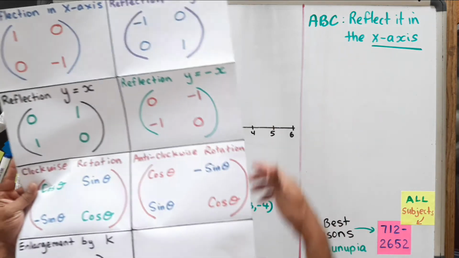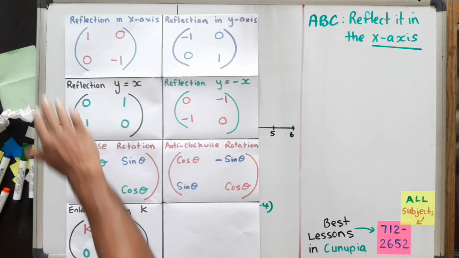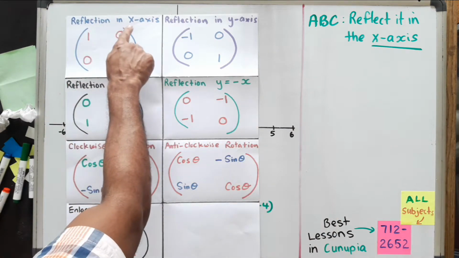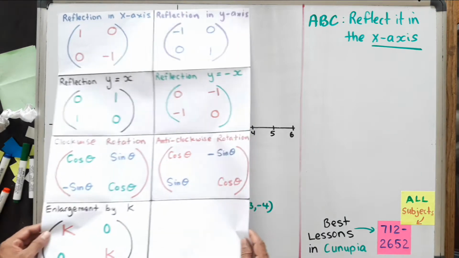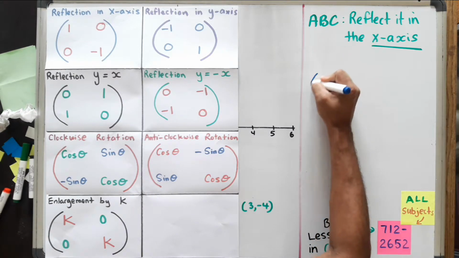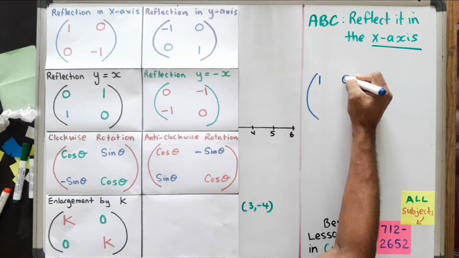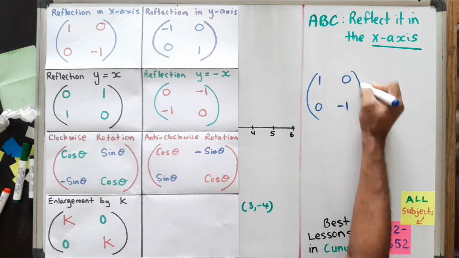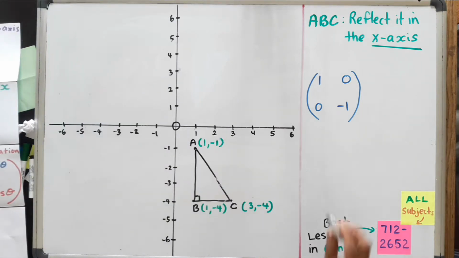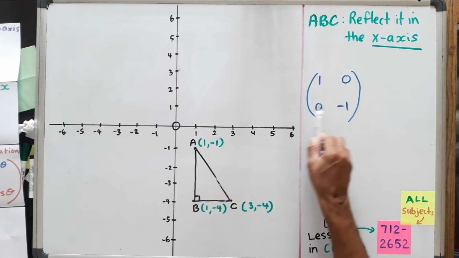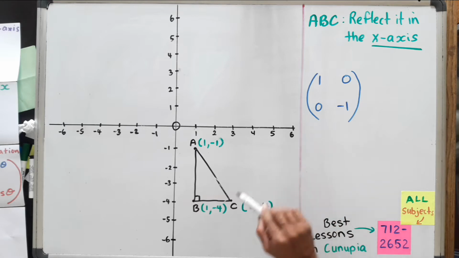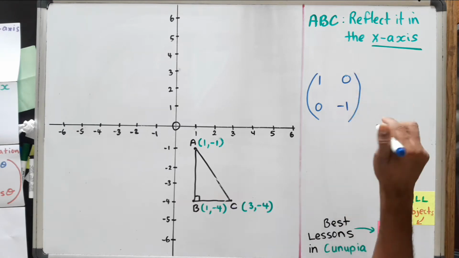The examiner has asked us to reflect it in the x-axis. So I pull out my formulas and I look for this particular formula: reflection in the x-axis. So here's how we apply this formula. We have to take this formula, which we memorize, and this formula is 1, 0, 0, minus 1. What we need to do is take this matrix and multiply it by point A, then multiply it by point B, then multiply it by point C. So this is how it will look.